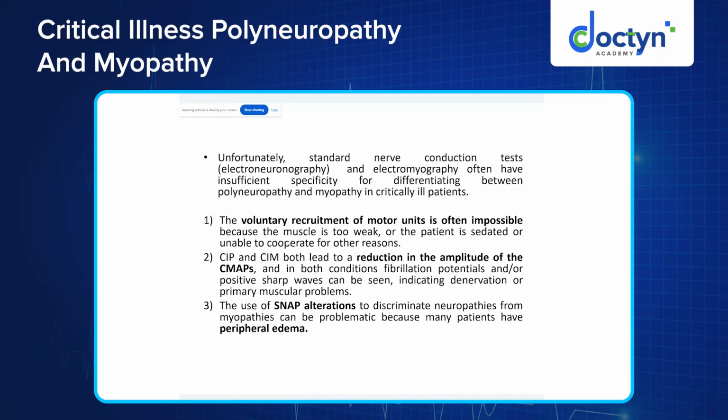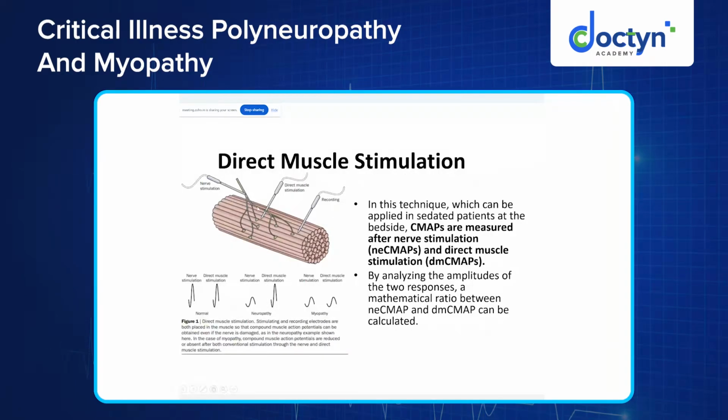CIP and CIM both lead to reduction in the amplitude of CMAPs, and the use of SNAP alterations to discriminate neuropathies from myopathies can be problematic because many of the patients can be suffering from peripheral edema. You can also go for a direct muscle stimulation. What exactly do you do in this? This can be applied in sedated patients.